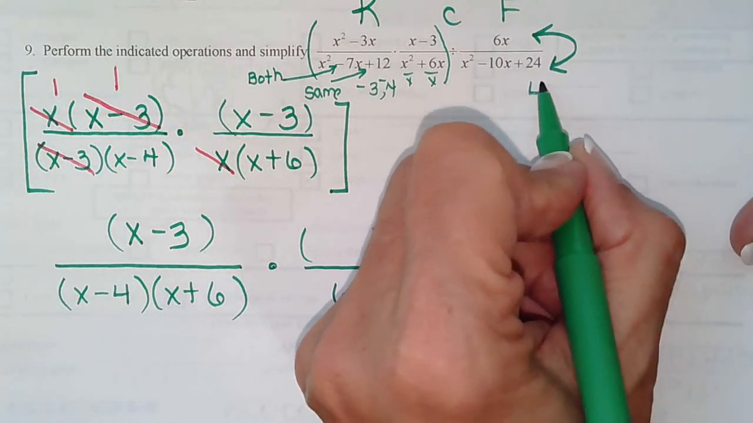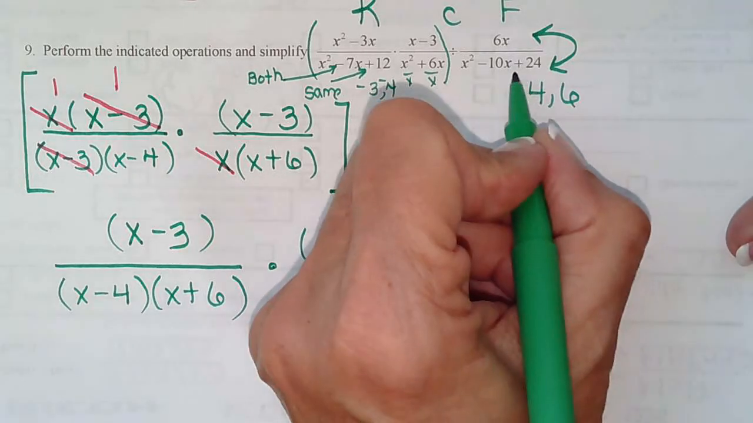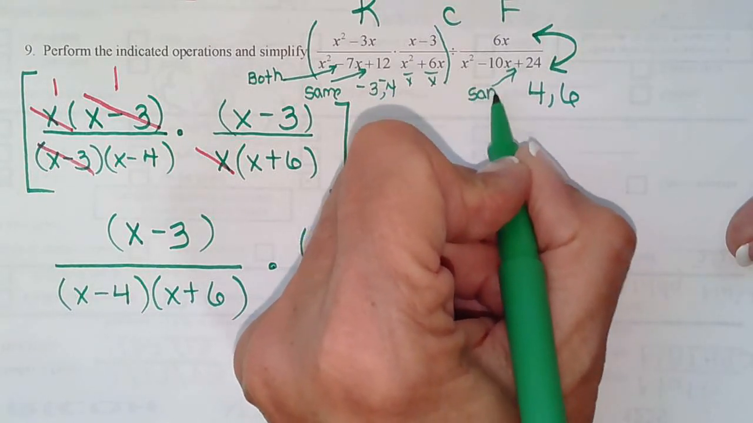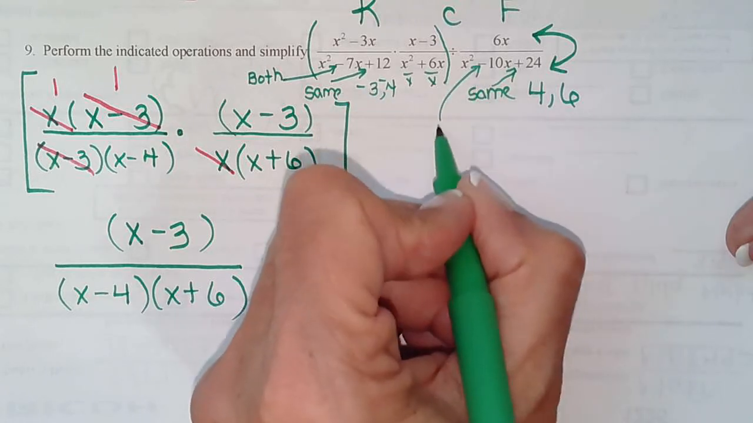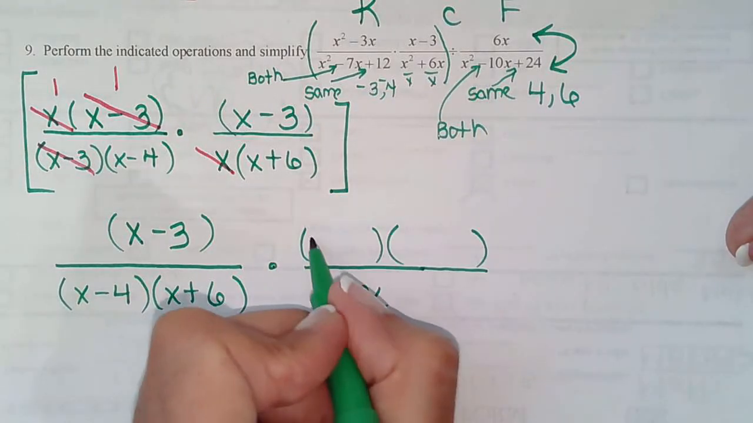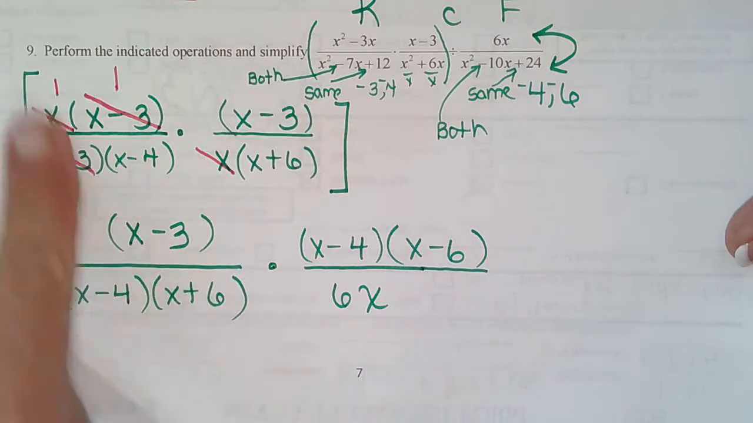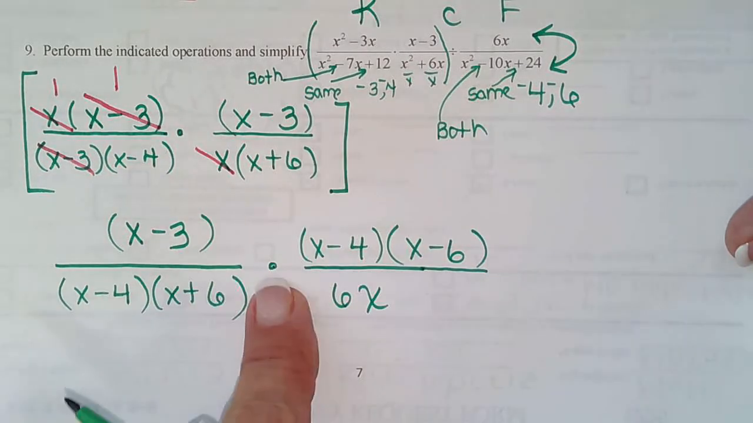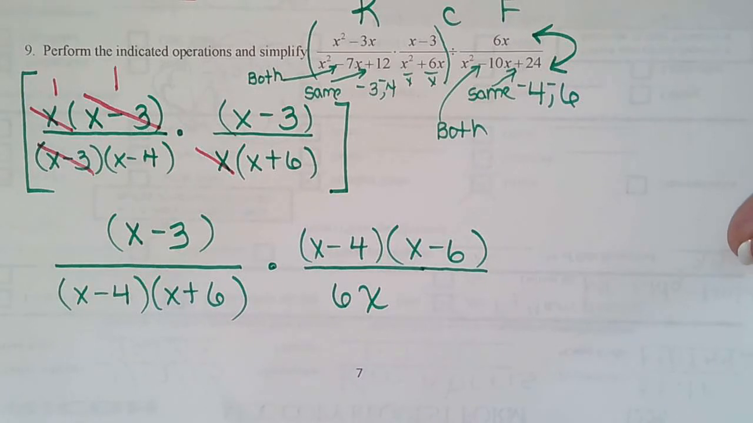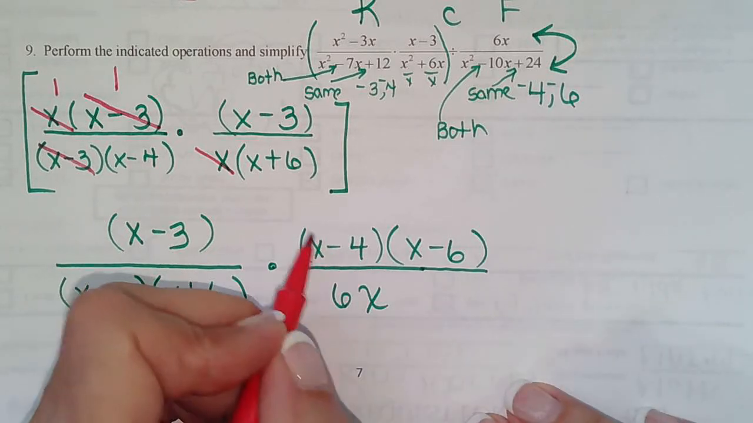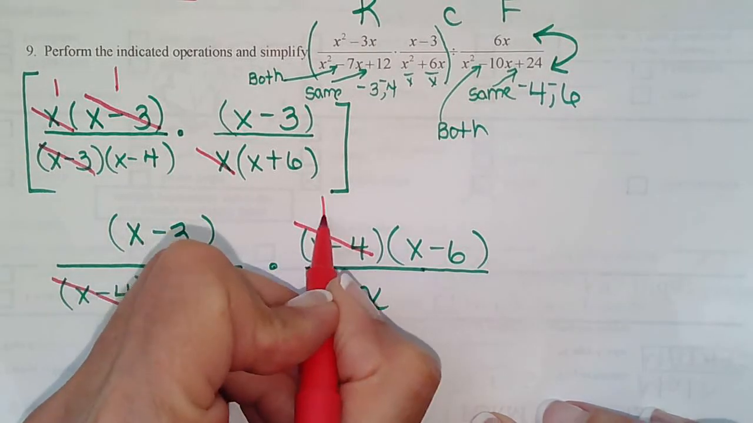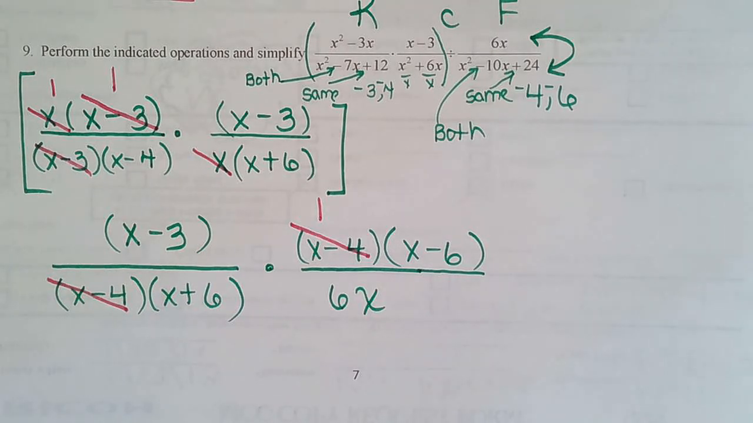Factors of 24 that add to 10 would be 4 and 6. Same signs, both negative. So that'd be x minus 4 and x minus 6. So we kept the first answer, changed to multiplication, flipped. And it looks like we are done except for this. X minus 4 divided by x minus 4 is 1. So I don't see anything else going away there.